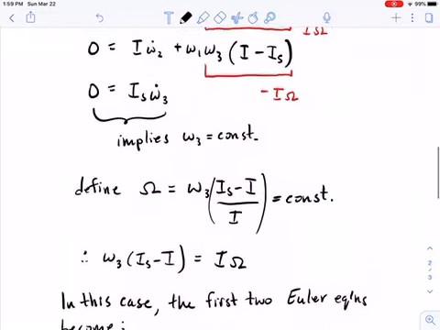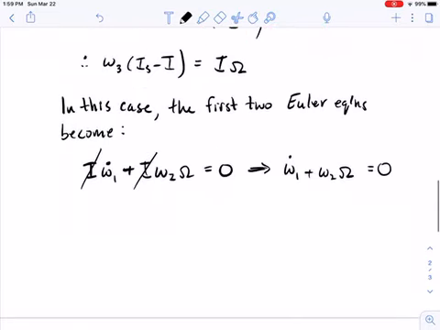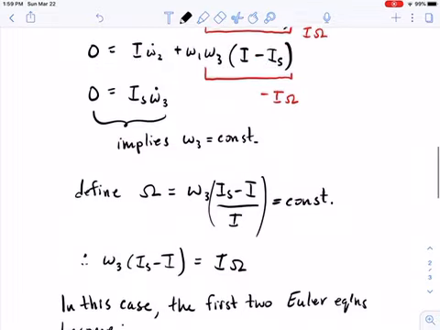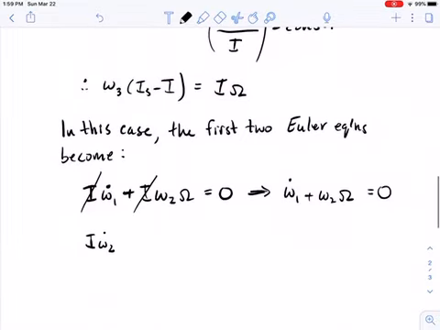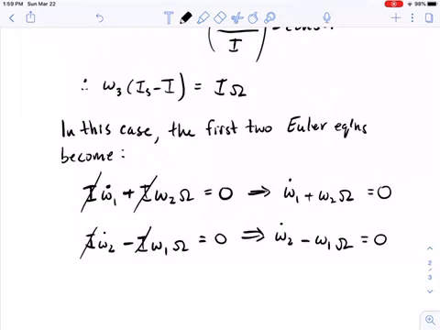The second equation is I omega 2 dot, and then we have a minus I omega omega 1. So we have minus I omega 1 omega is equal to 0. Again, we divide by I, and we get that omega 2 dot minus omega 1 times omega is equal to 0.